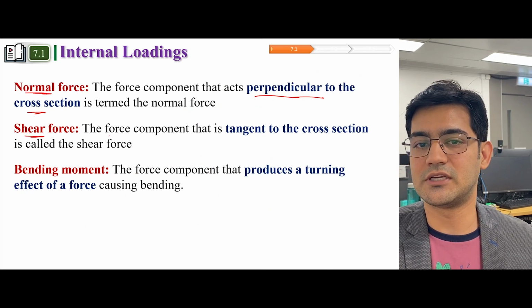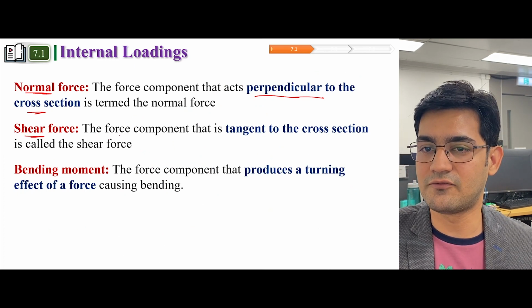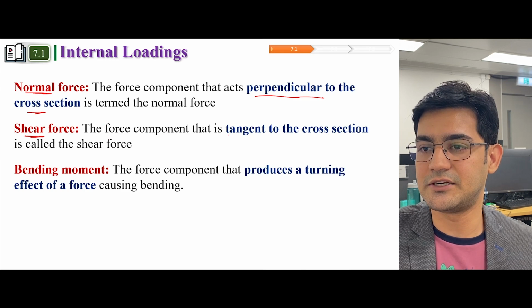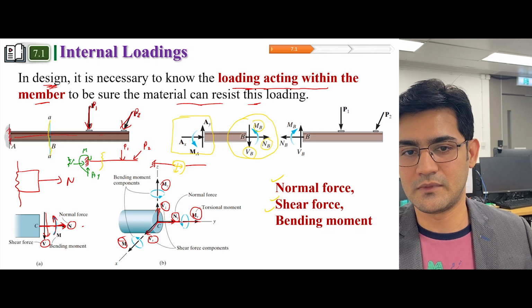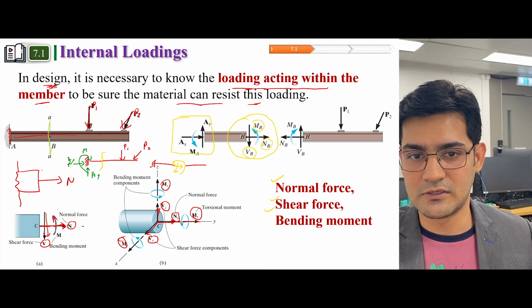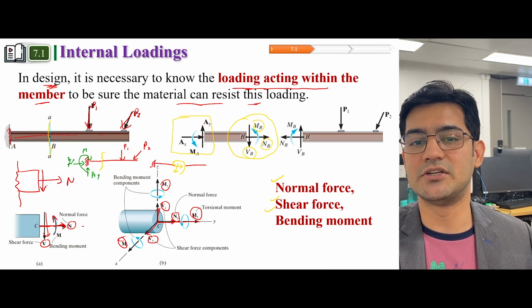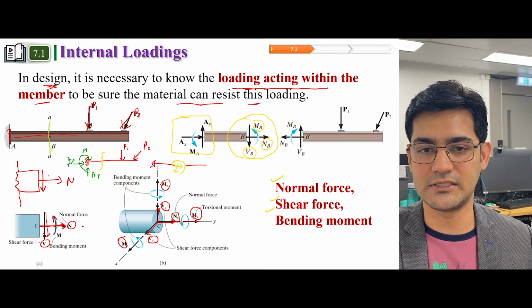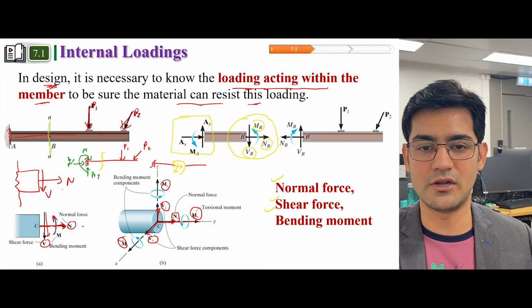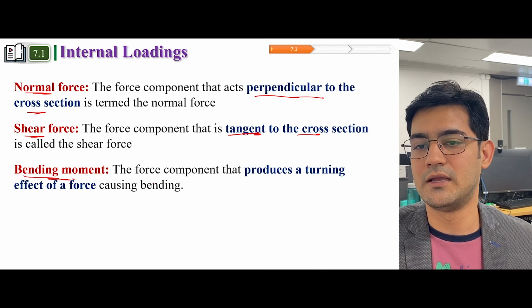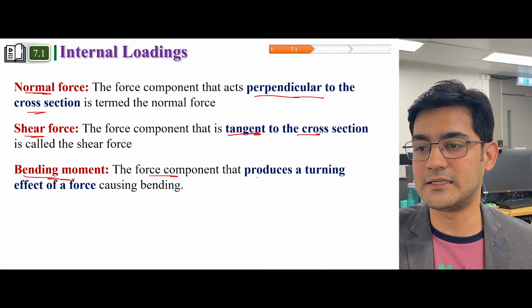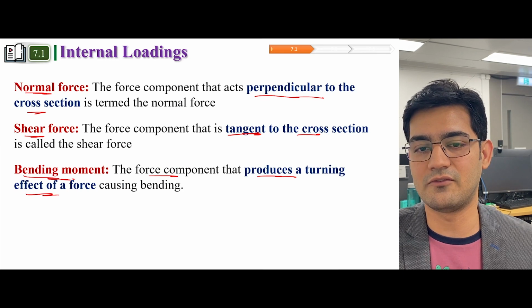Now the second force is shear force. Now this shear force component is tangent to the cross section. Now if you see a shear force, this is tangent to the component, so this type of force would be called shear force. Now the third type is called bending moment. Now this is a force component that is producing a turning effect of a force.